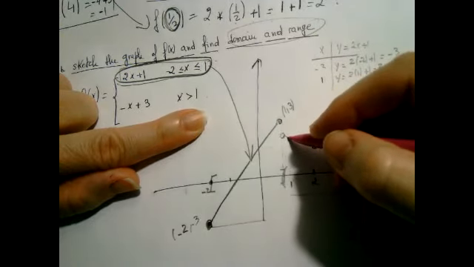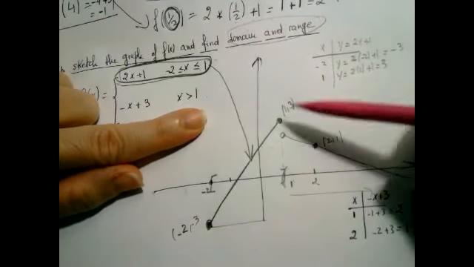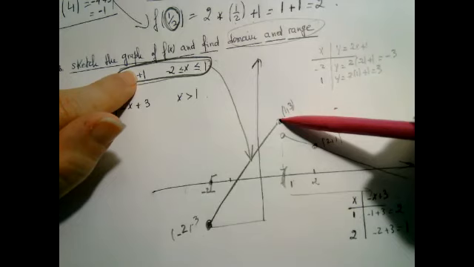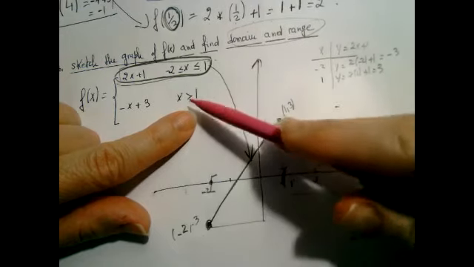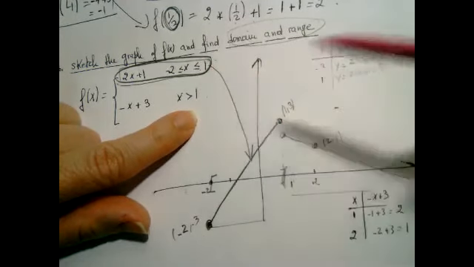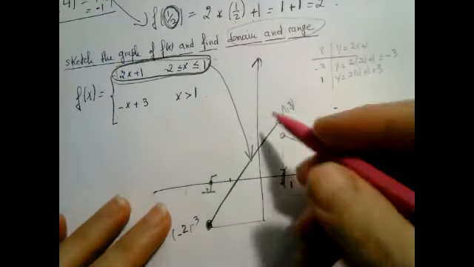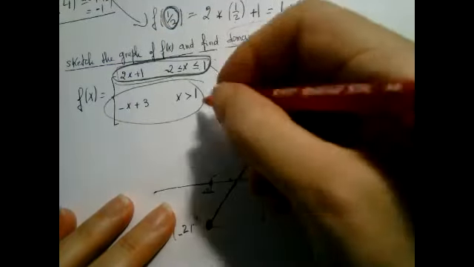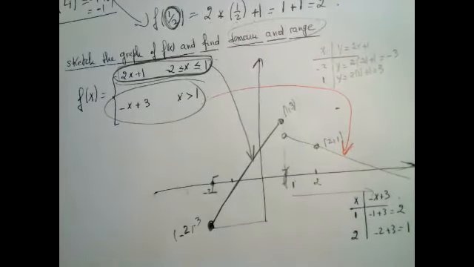And I'm going to sketch my line. And that's the line. It's closed here because at 1 the rule is 2 times 1 plus 1. It's open up here because x equal to 1 is not included in this piece. And that will be the graph. As you see, it's piecewise: 2 pieces, 2 lines. One line, and this here is this line right there.